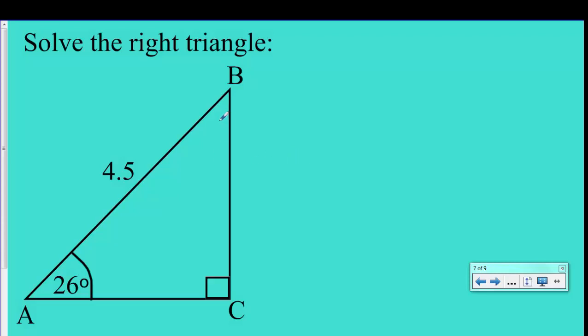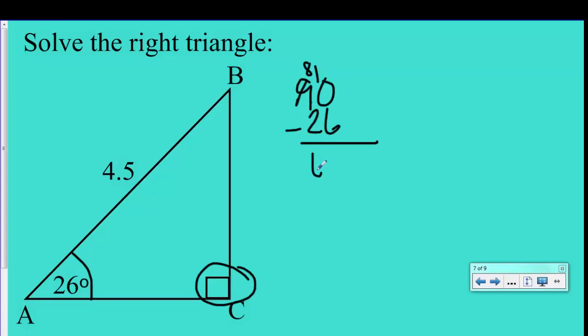We need all of the sides and all of the angles. The simplest thing to find in this problem is angle B. If we take 180 minus 90 degrees used up by angle C, we have 90 degrees left. If we take 90 degrees and subtract the 26-degree angle, we're left with a 64-degree angle for angle B. Now we have to find the other two legs. I'll label these two sides X and Y.